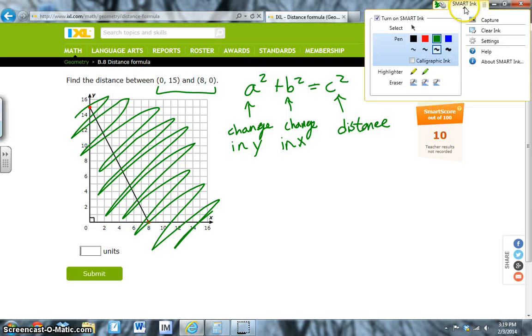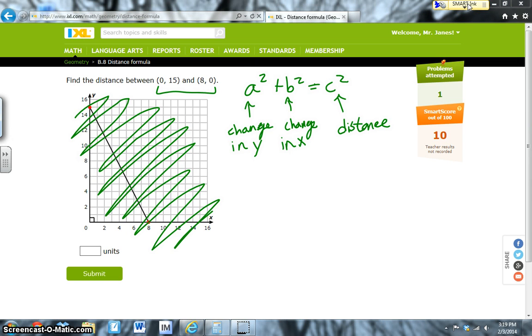So let's see, I'll do this in blue. Change in y, well, I'll go from 15 to 0. Looks like I'm decreasing by 15. So my change in y will be negative 15 squared plus my change in x. So my change in x, I'm going from 0 to 8. 0 to 8, that's increasing by 8. So 8 squared equals c squared.